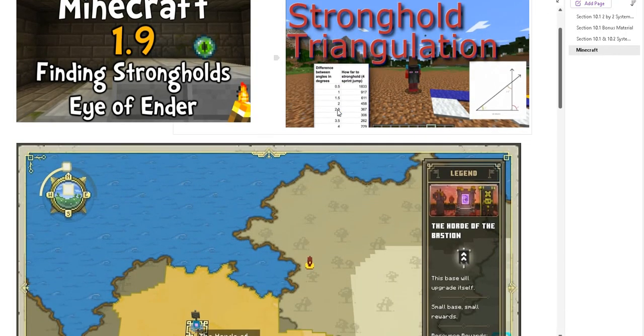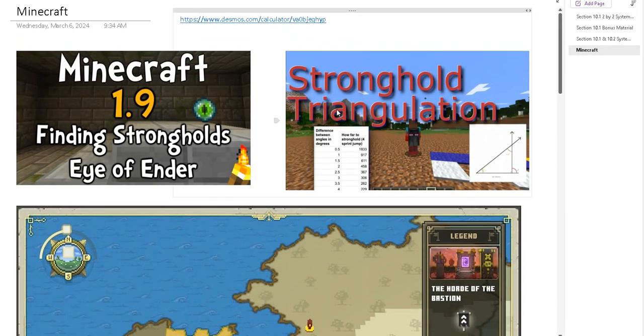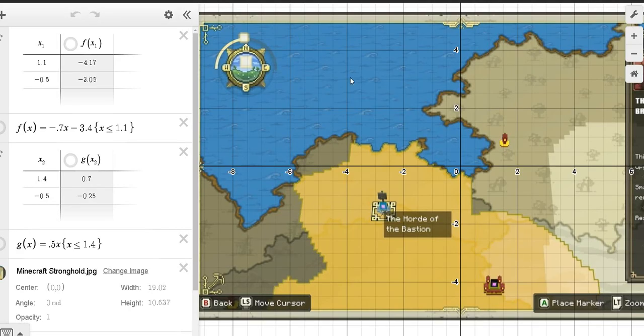If you look up on the internet, you'll find tons of websites and YouTube videos about calculating where your stronghold is in Minecraft. We're not going to do it with trigonometry because that's not this course, but we can do it other ways. The nice thing about Minecraft is that if you're trying to find the location of the stronghold, you can take out your compass and it will point you in the right direction.